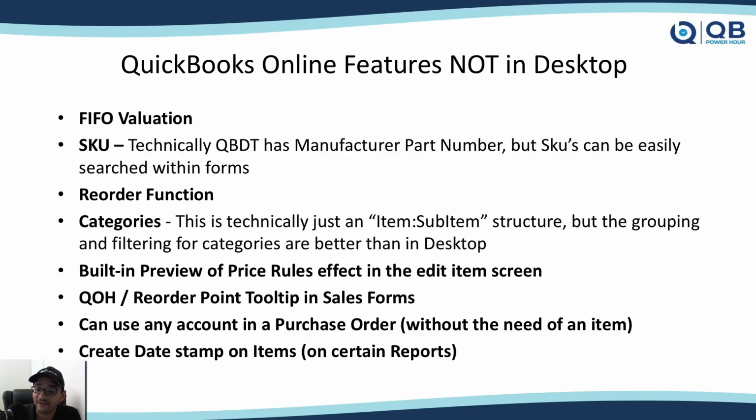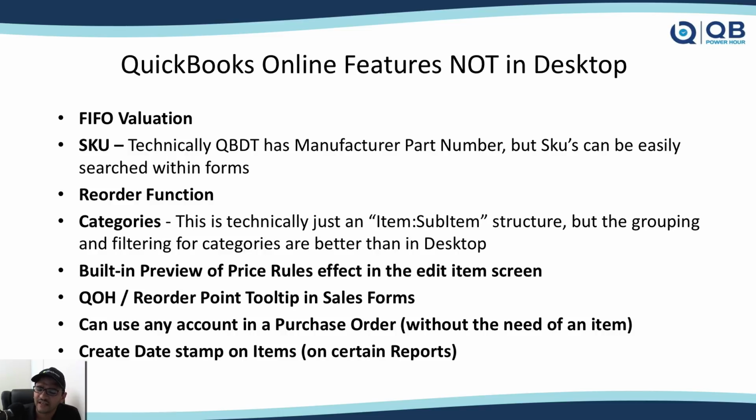There's a quantity on hand tooltip and reorder point in QuickBooks Online, something that QuickBooks Desktop requires you to have Premier for, and you have to click on a little button. With QuickBooks Online, this is actually a lot better. You can also use an actual chart of accounts account in a purchase order without the need for an item. So this helps the folks that don't want to use items, that want to go straight to an account from a purchase order, something that you don't get in QuickBooks Desktop.